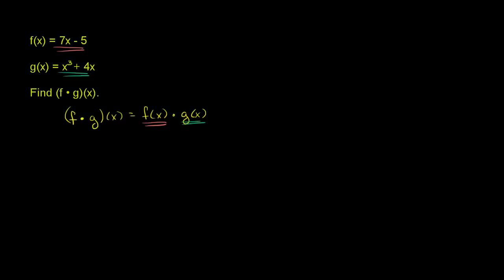So let's do it. This is going to be equal to f of x, which is 7x minus 5, times g of x. And g of x is x to the third power plus 4x. We're multiplying two expressions that each have two terms. You could use FOIL if you like. I don't like using FOIL because you might forget what it's even about. FOIL is really just using the distributive property twice.